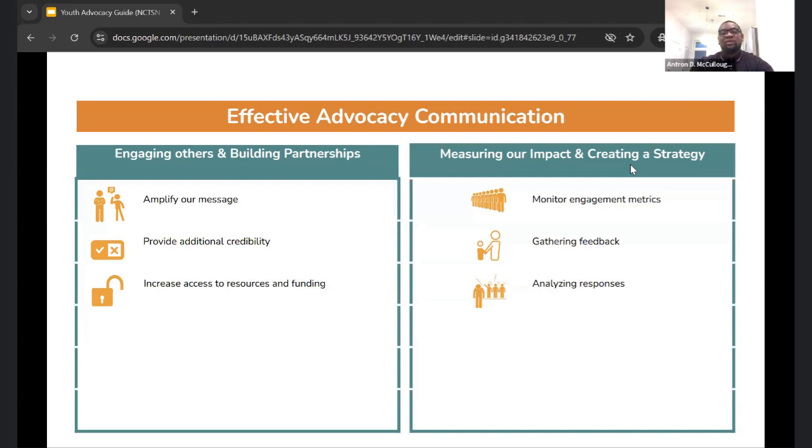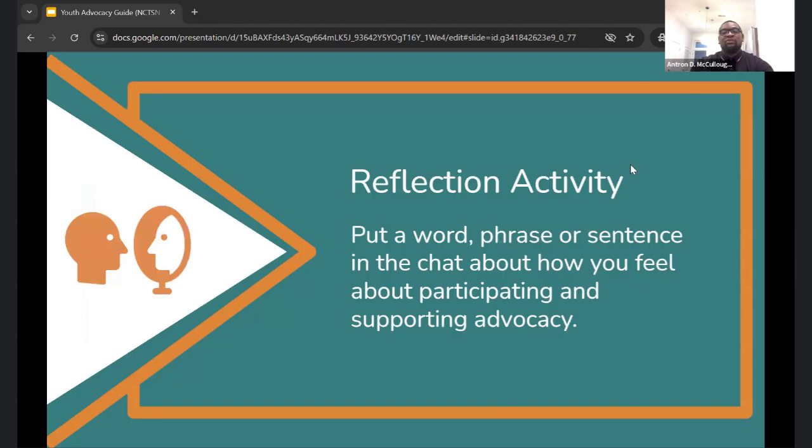Communicating the need for advocacy really requires strategic planning, a clear message, and effective outreach. By understanding our audience, leveraging storytelling and data, utilizing the appropriate communication channels, and engaging stakeholders, you can create a persuasive and impactful advocacy campaign. Thoughtful communication turns awareness into action, ultimately driving that meaningful change.